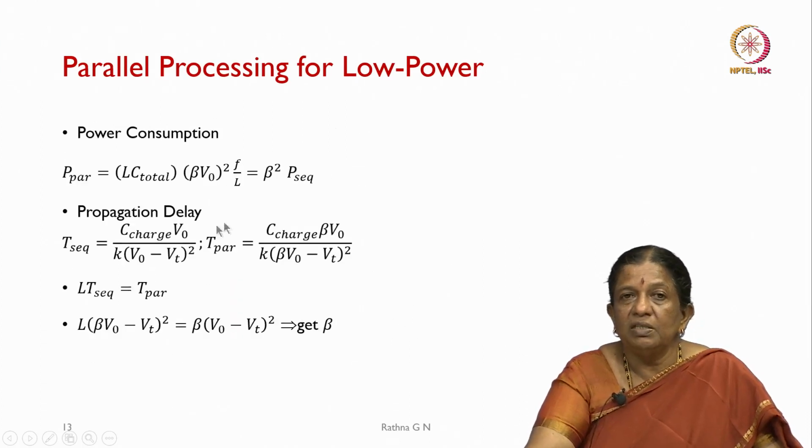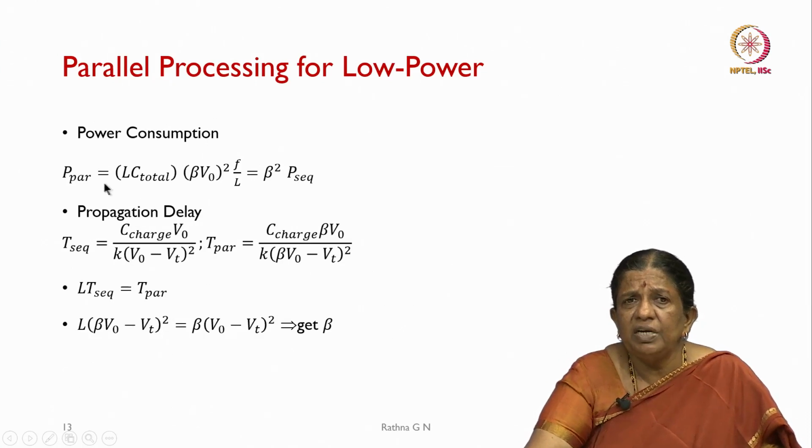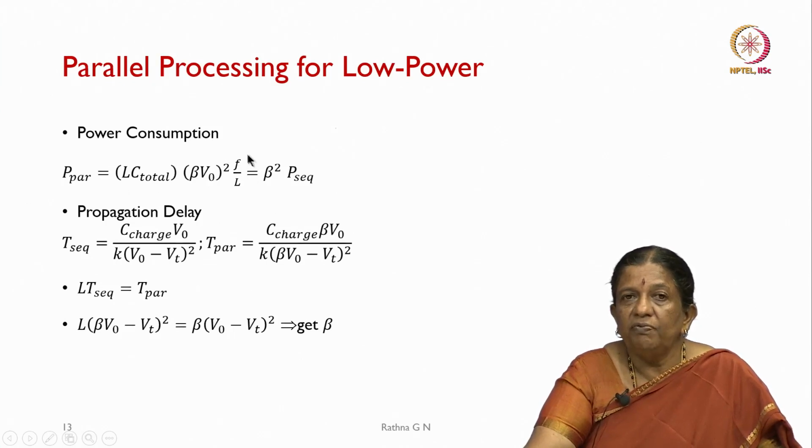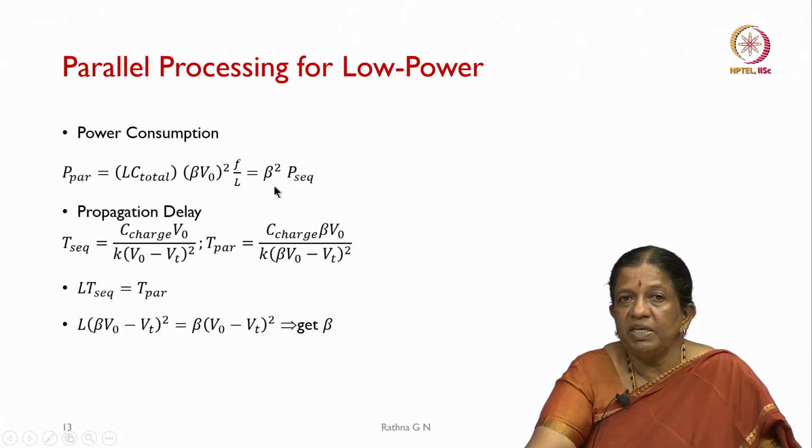So, we will apply the same equation. The parallel power will be L into C total into beta into V naught whole squared, plus our frequency F by L, because I will be getting 3 outputs in one clock cycle, so my frequency can be F by L. This we will equate as beta squared into P sequential.